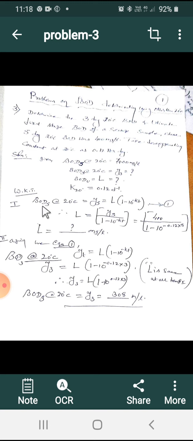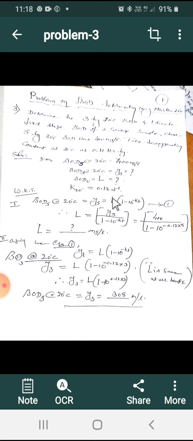Then you have to use, see, what is that equation? y5 is equal to L into 1 minus 10 to the power of minus kt. This can be called equation number 1. Now under this equation, what is unknown here? Y5 we know, it is given in the problem. L is unknown, and K is K20, because this equation is now used for 20 degrees.